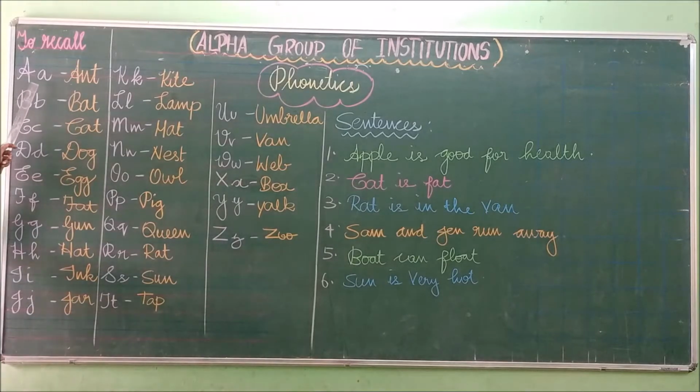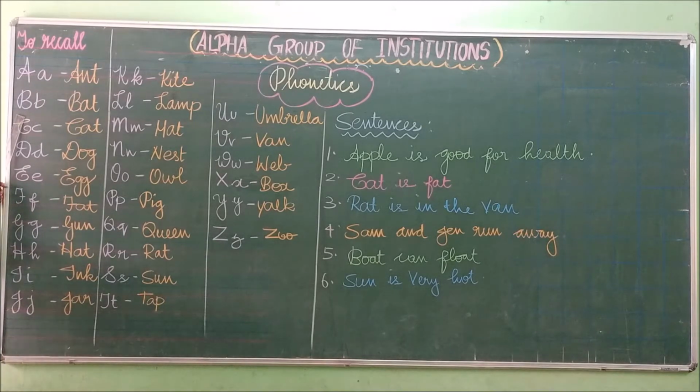First one, A. You all know these sounds. Let me recall for you. What sound is A? The example is ant, A, N, T, ant. I'll tell you the sounds of the letters first and then you see the examples. This is A.